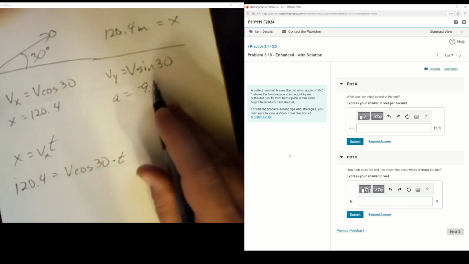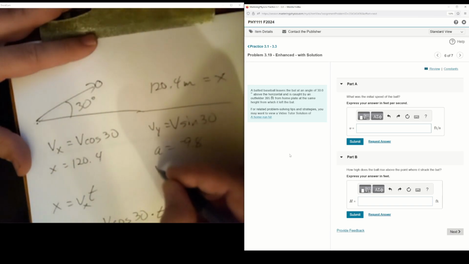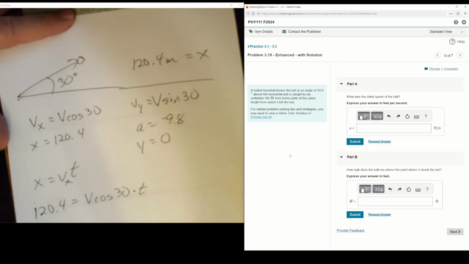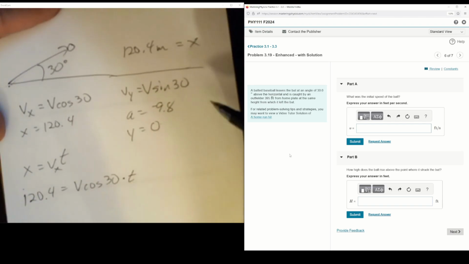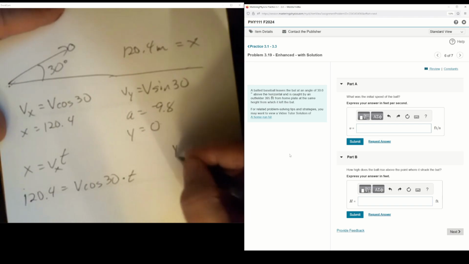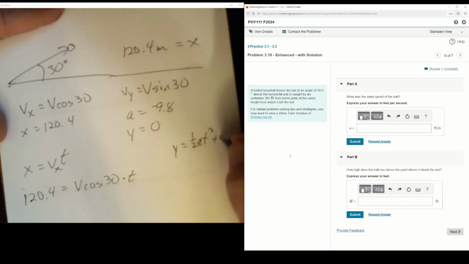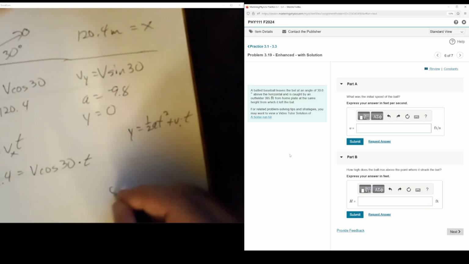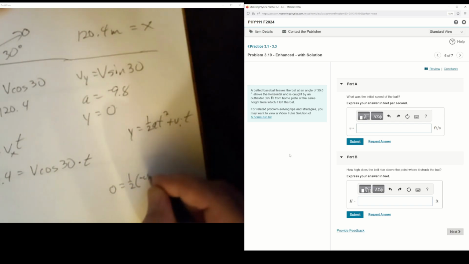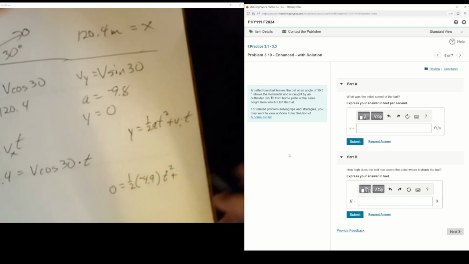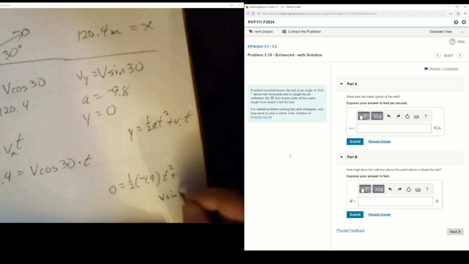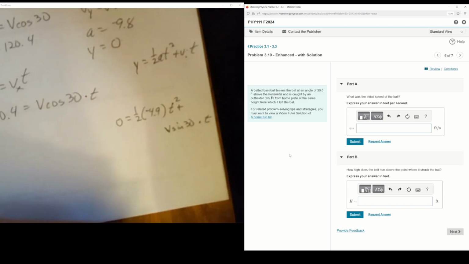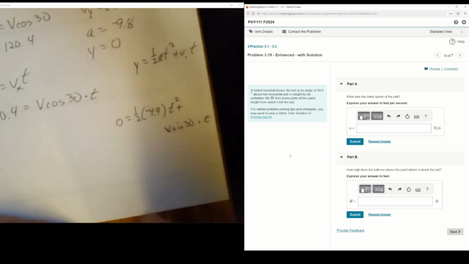Going over to the y direction, remember it goes up and comes down, which means its total y displacement is 0. It started and stopped at the same height. So we can take this information and plug it into what tends to be the favorite one used, which is this one. And we'll just plug our stuff in. We know y is 0. We have 1/2 of minus 4.9 times t squared plus our initial velocity, which is v sine 30 times t. We'll divide everything by t, so we can solve for t.